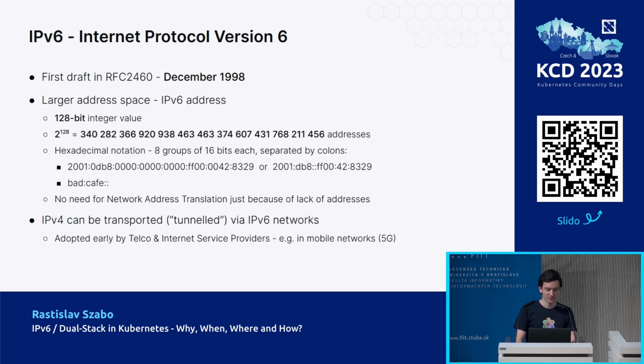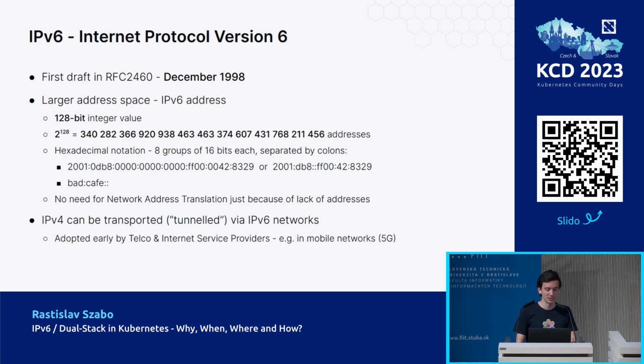So the real solution to the small IP address space problem is the IPv6 protocol, which is actually pretty old as well. It was drafted in December 1998. And the biggest benefit of it is that it provides a larger address space. The IPv6 address is a 128-bit integer value, which gives us this amount of possible IP addresses, which is actually enough to address every single atom of the planet Earth.